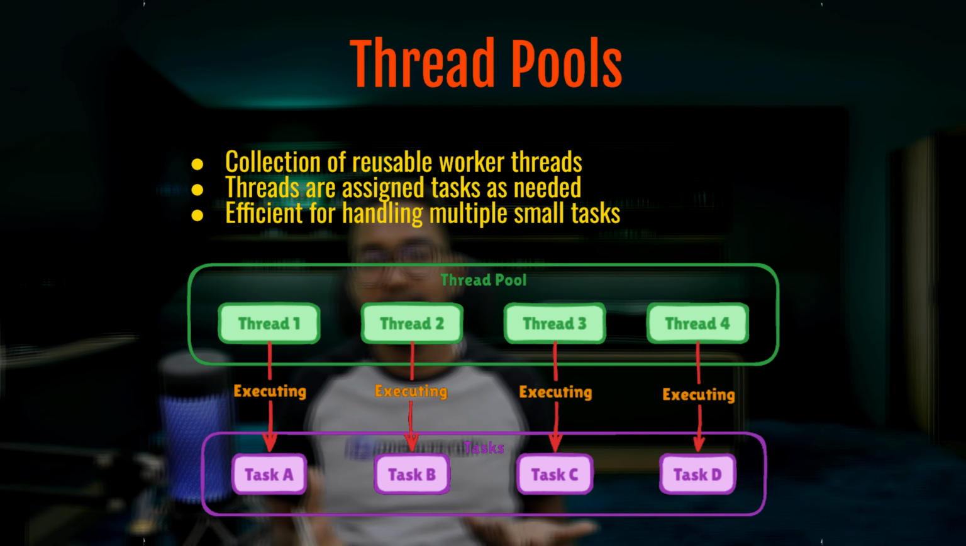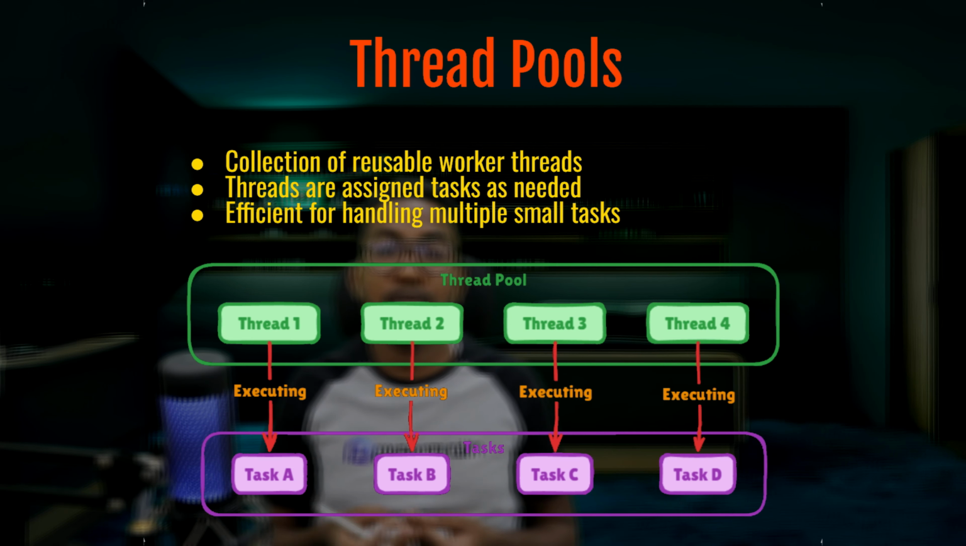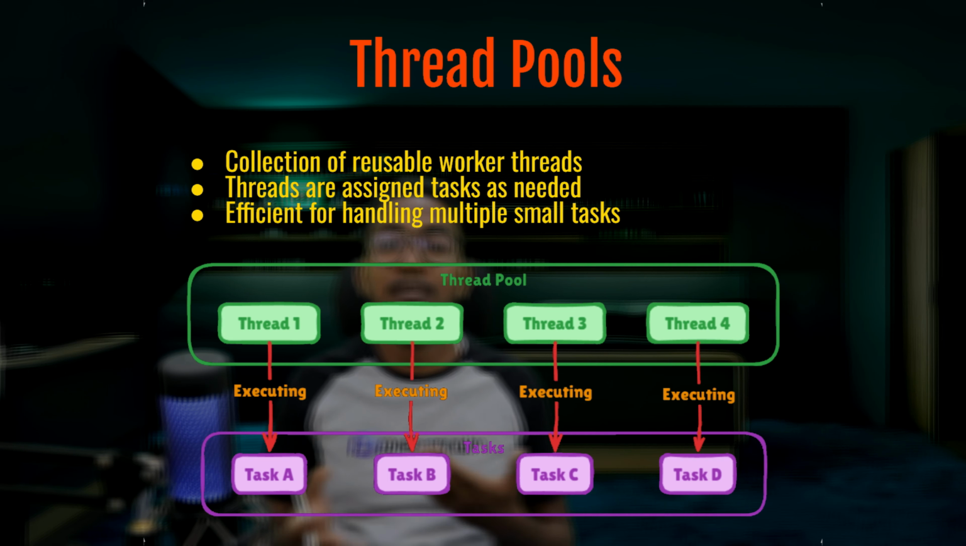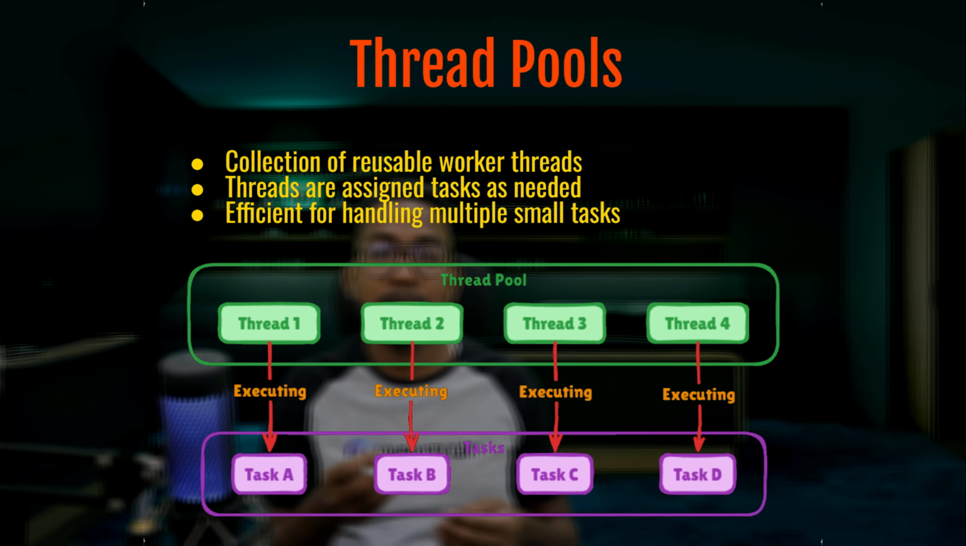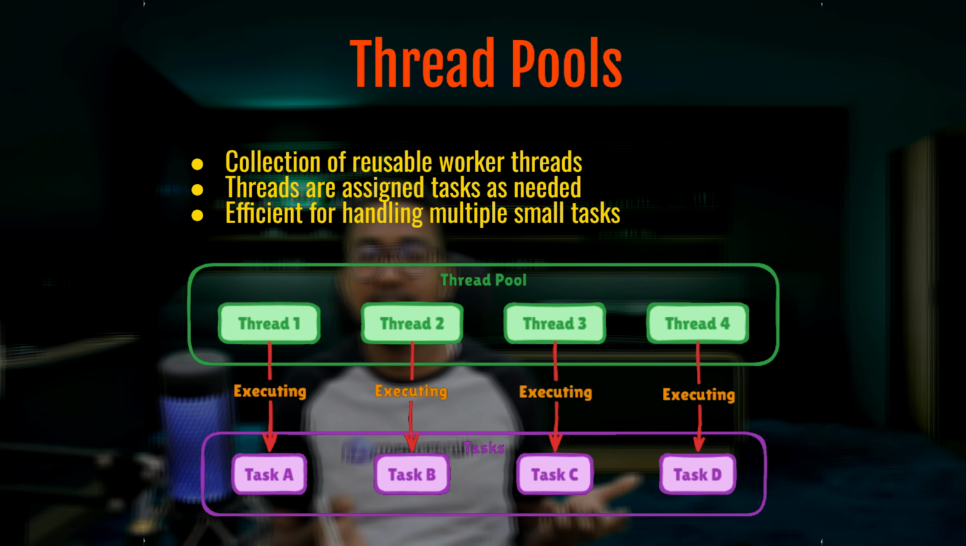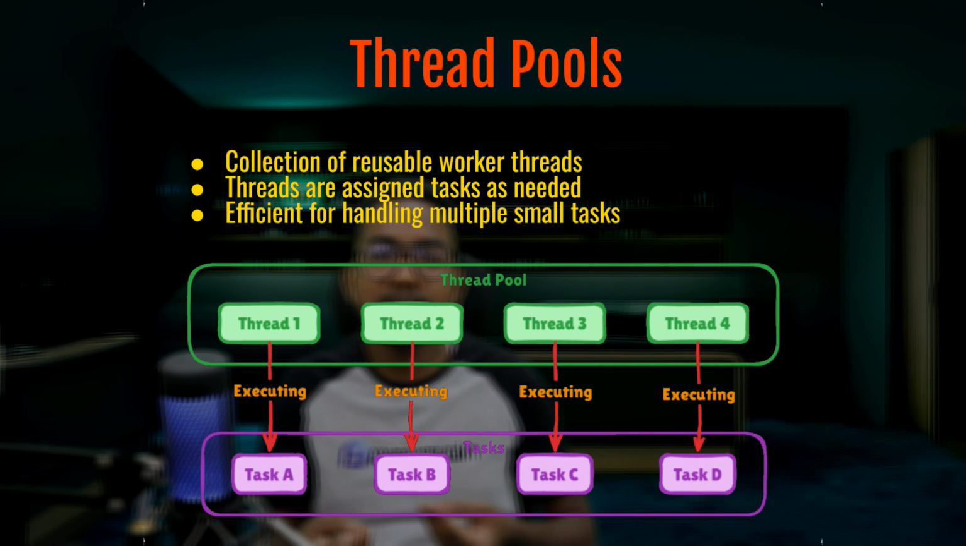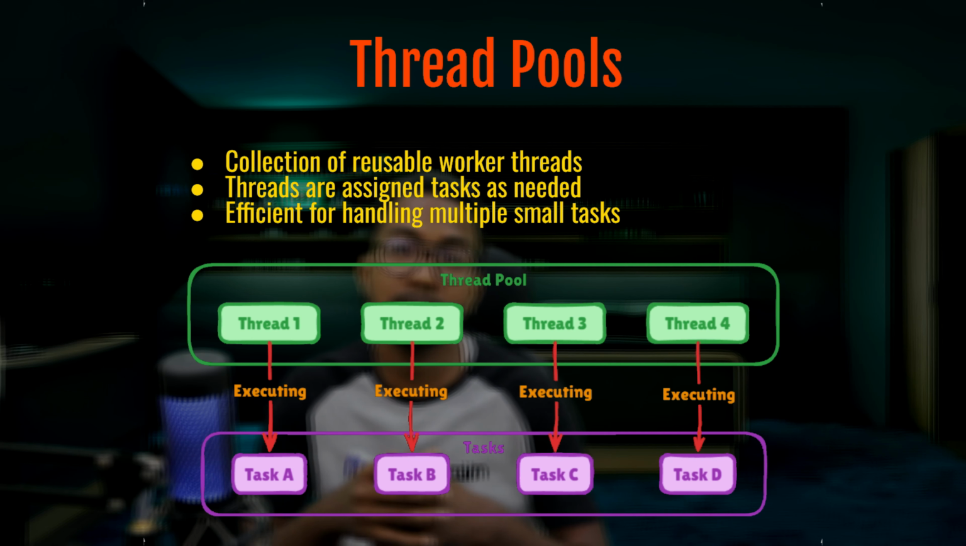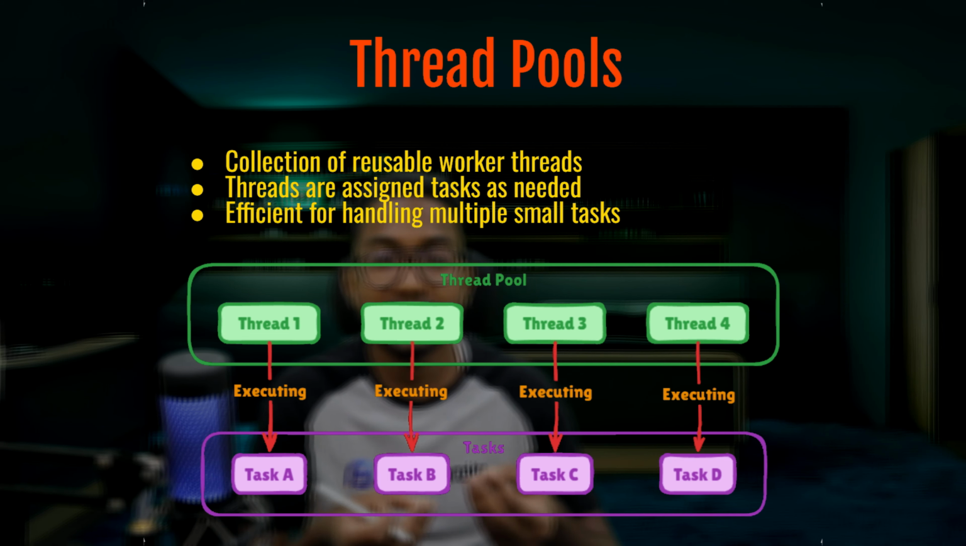This allows the system to avoid the overhead of constantly creating and destroying threads, which can be expensive in terms of resources. Think of a thread pool like a team of workers waiting for tasks to arrive. When a new task comes in, the manager assigns it to one of the available workers. Once the worker finishes the task, they return to the pool ready for the next task. This is similar to how thread pools work. They allow the system to efficiently manage multiple tasks without the cost of creating new threads each time.